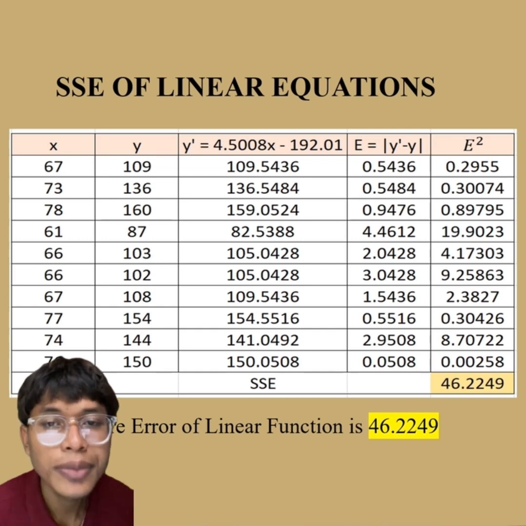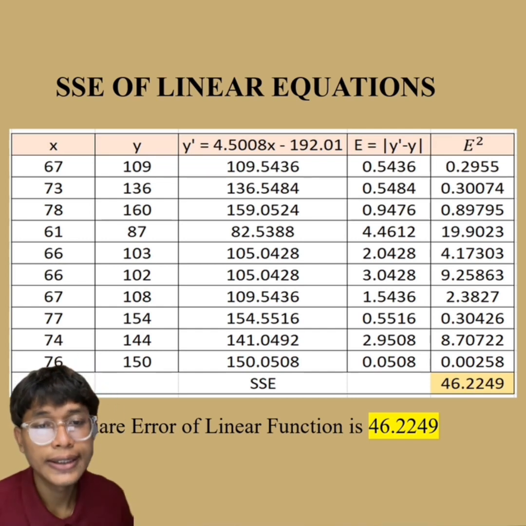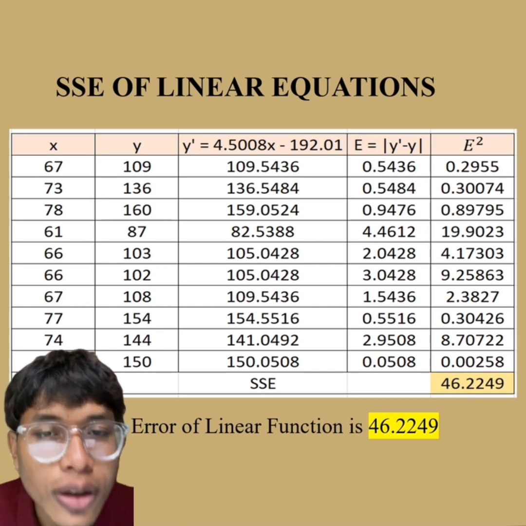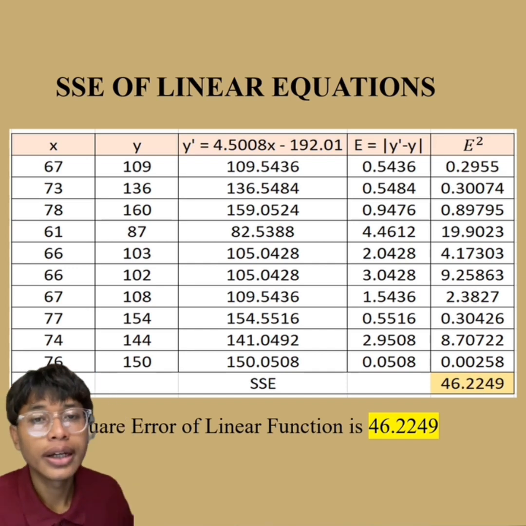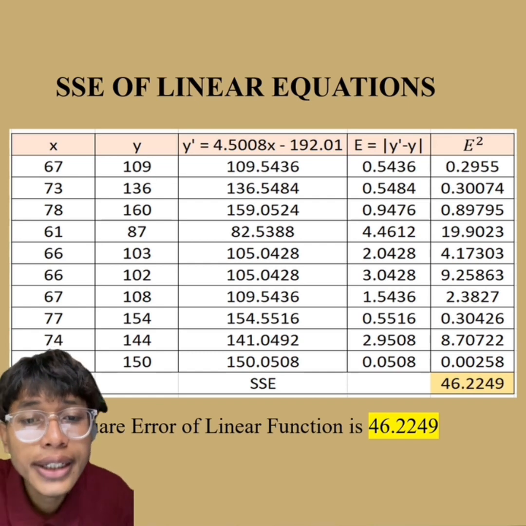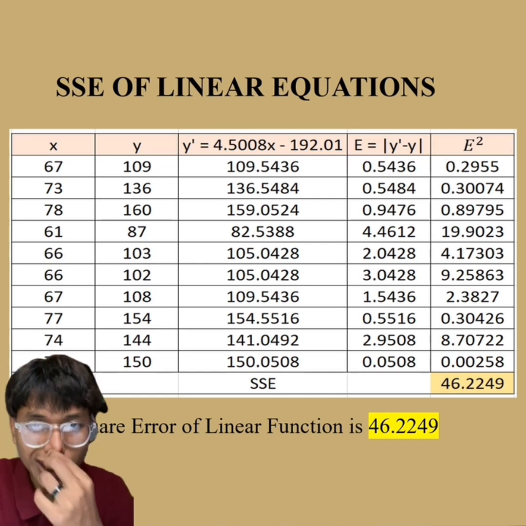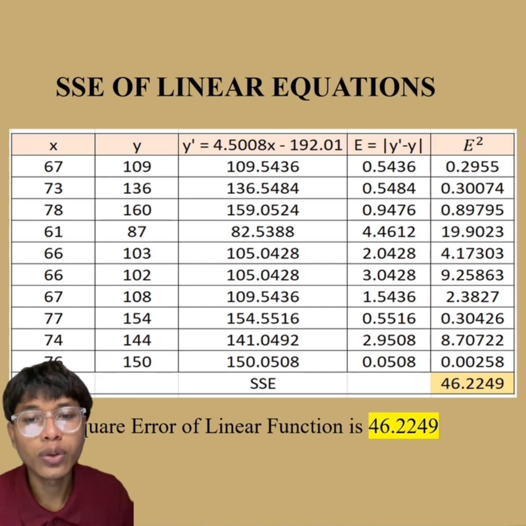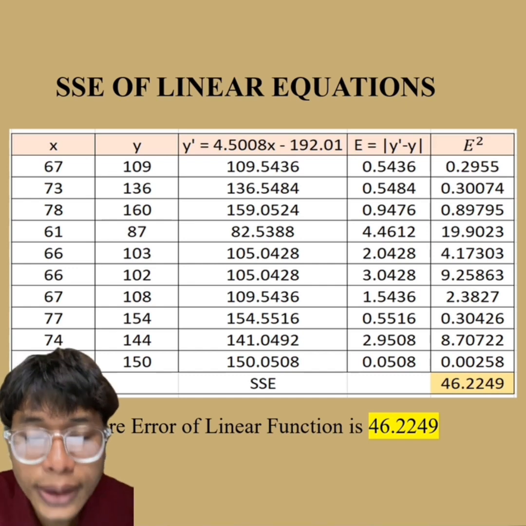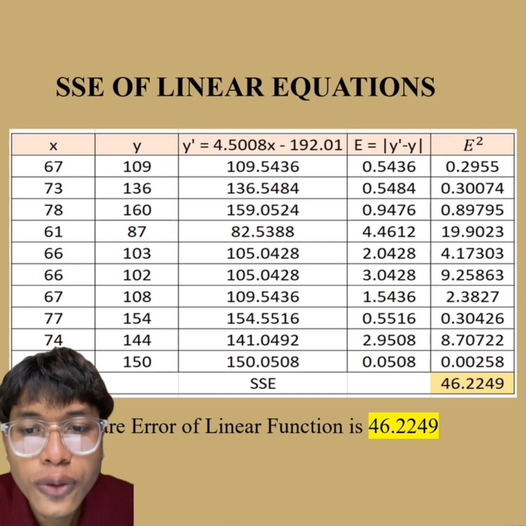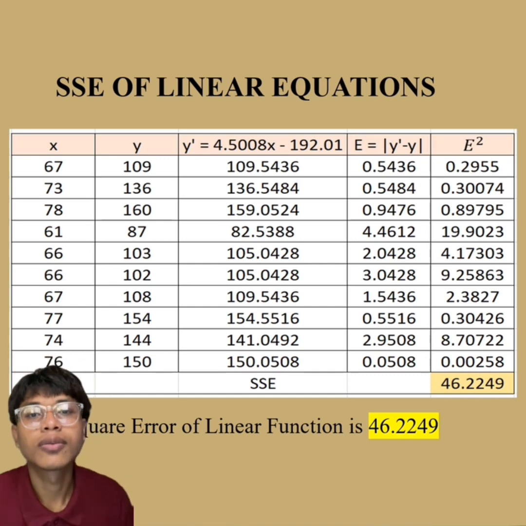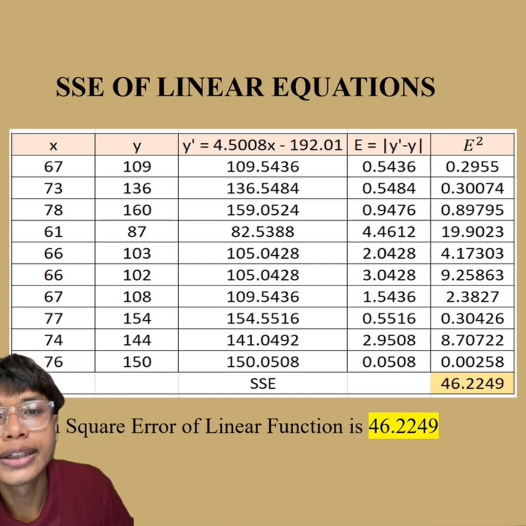Here is a table for question 3, which is the SSE of the linear function. We will find x, y, and y prime equal to our equation, 4.5008x minus 192.01. To find the error, which is y prime minus y, the absolute error, we then find the error squared, e squared.